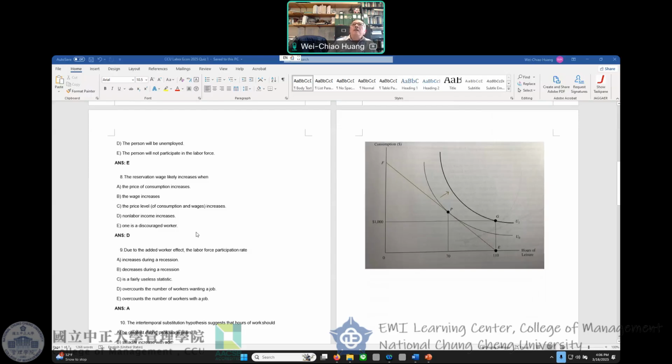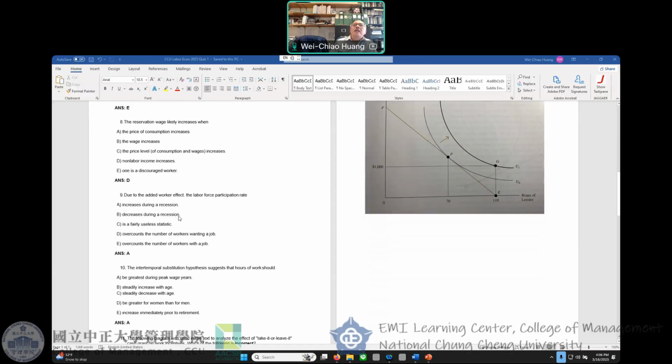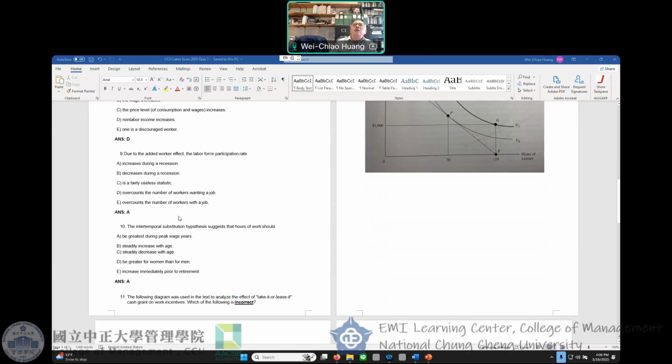Number 8, the reservation wage likely increases when what? Okay. And the answer is D, when non-labor income increases. When non-labor income increases, the person has more income to spend, even if wage is the same. Basically, it's going to raise the person's reservation wage.